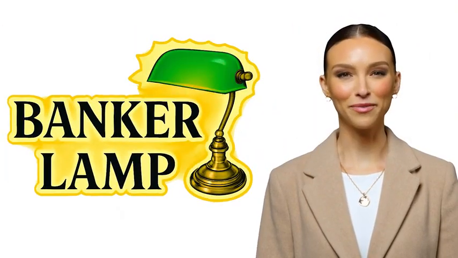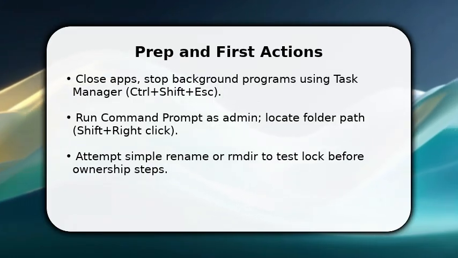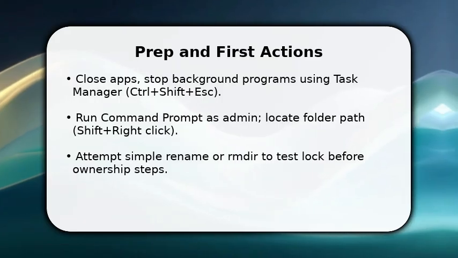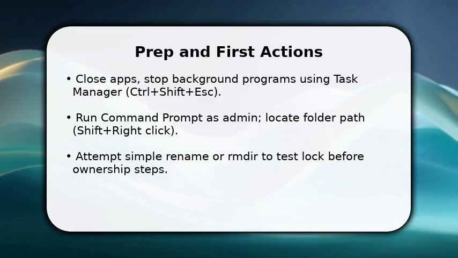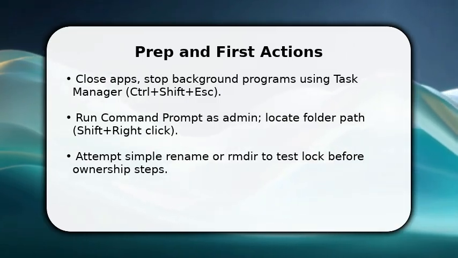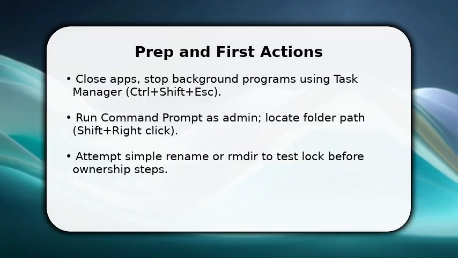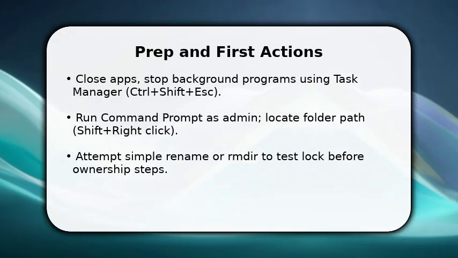Please enjoy the video. You start by stopping processes that hold the folder. Open Task Manager and end suspected tasks, then try a quick rename or rmdir to see if the lock clears. If it still refuses, open Command Prompt as Administrator and confirm the exact folder path using File Explorer. This prevents mistakes. Once done, you're ready to escalate permissions.